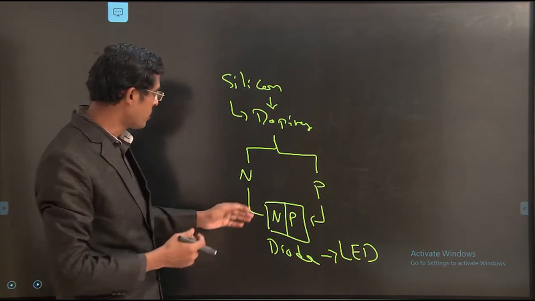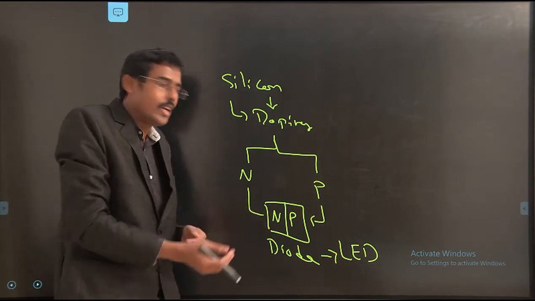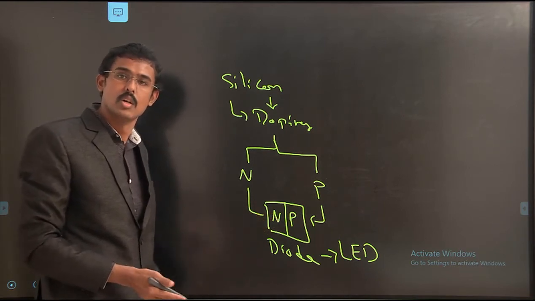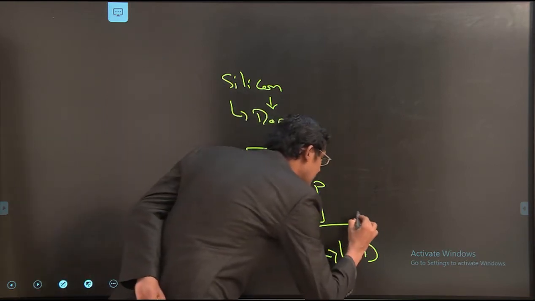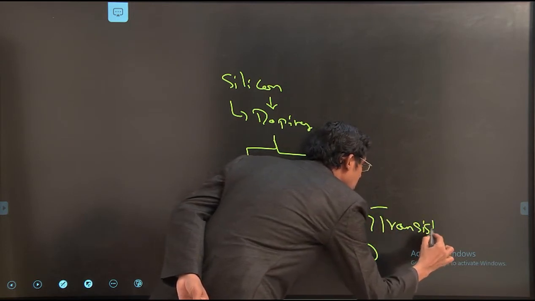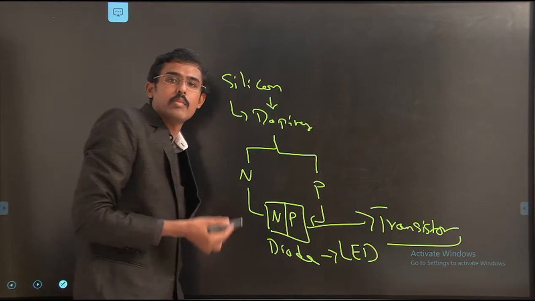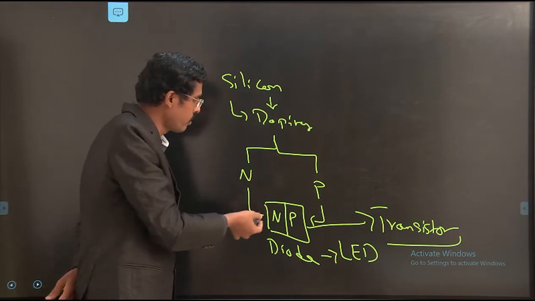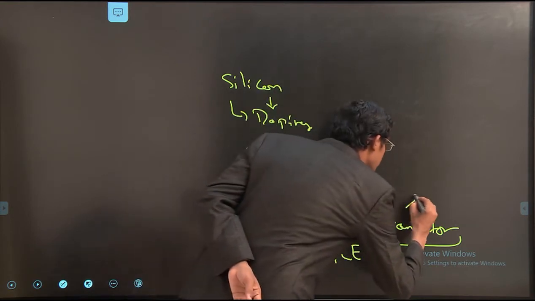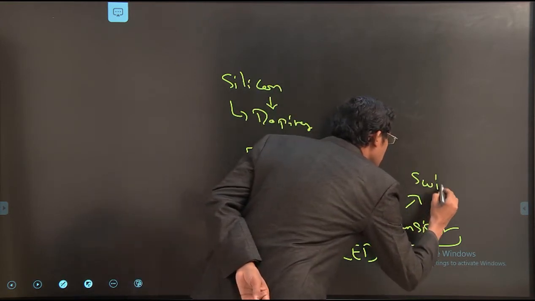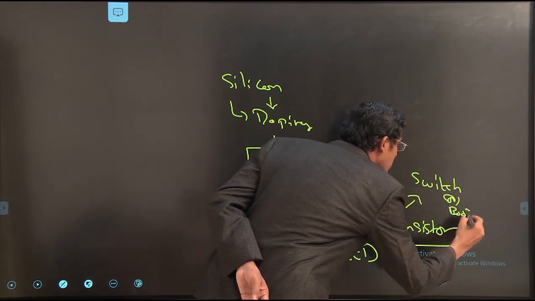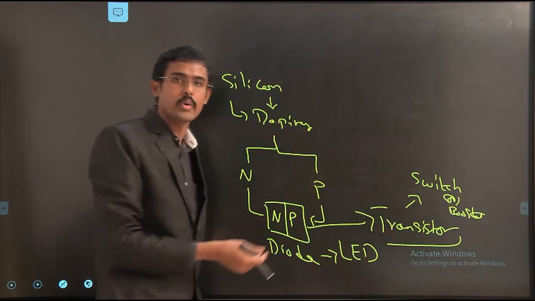Right? Now from here we are converting these NP junctions, PN junctions, to the transistor. So that is what we are going to see. We are improving the conductivity more from here to there. We are going to use this as a switch, a booster. Okay, such things we are going to do now.